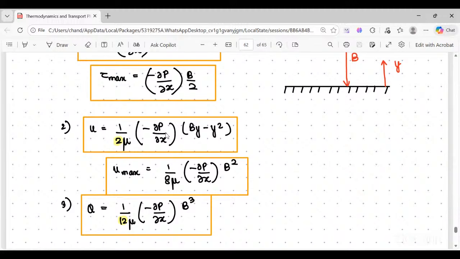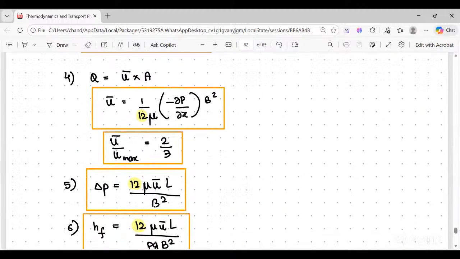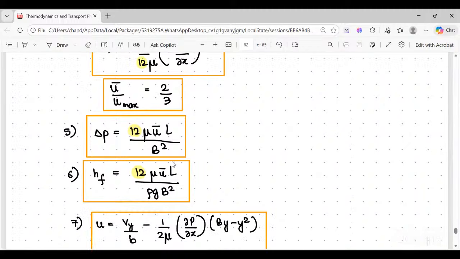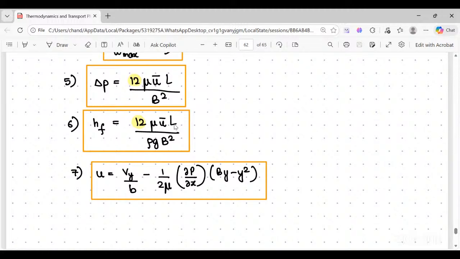U is equal to minus 1 by 2 mu into ∂p/∂x into (By minus y square). At U max, you get 1 by 8 mu into minus ∂p/∂x into B square. Q is equal to minus 1 by 12 mu into ∂p/∂x into B cube. Q is equal to u bar into A, which is 1 by 12 mu into minus ∂p/∂x into B square. U bar by U max is equal to 2 by 3. Delta P is equal to 12 mu u bar L by B square. HF is equal to 12 mu u bar L by rho g B square. For a moving plate, U is equal to Vy by B minus 1 by 2 mu into ∂p/∂x into (By minus y square).